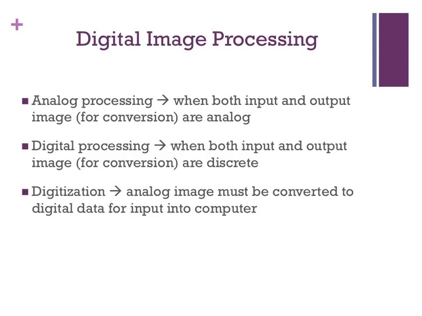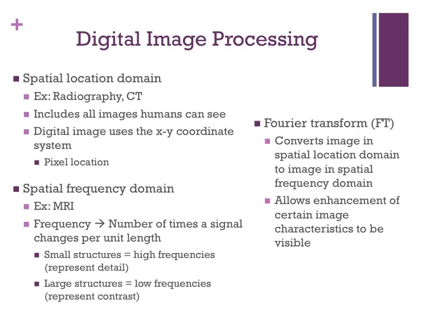So we know from previous slides that there has to be a conversion from an input image to an output image during image processing. If both the input and the output image are analog, then this is considered analog processing. Digital processing is when both the input and the output image are discrete. And in digitization, the analog image must be converted to digital data for input into the computer. So all images can be represented in two domains, which are based on how the images are acquired. These two domains are spatial location domains and spatial frequency domains.